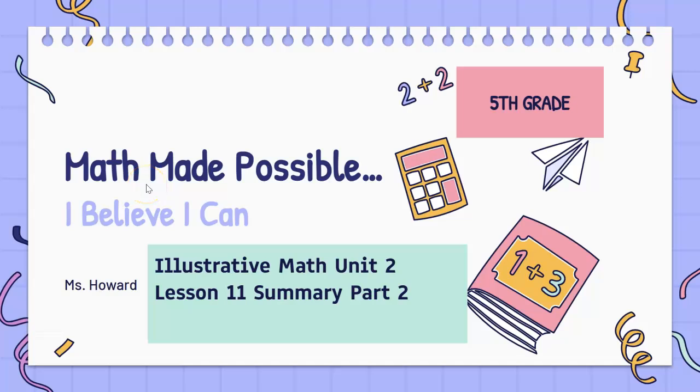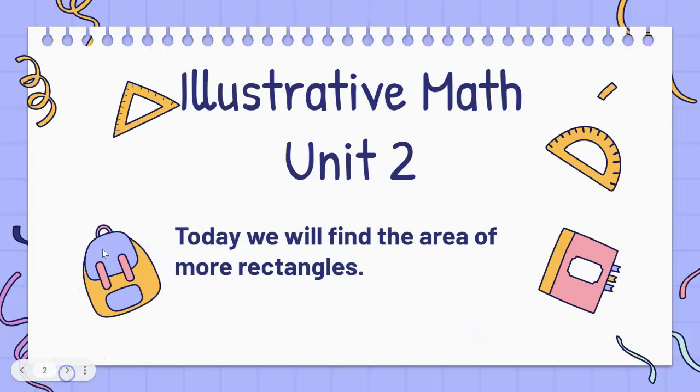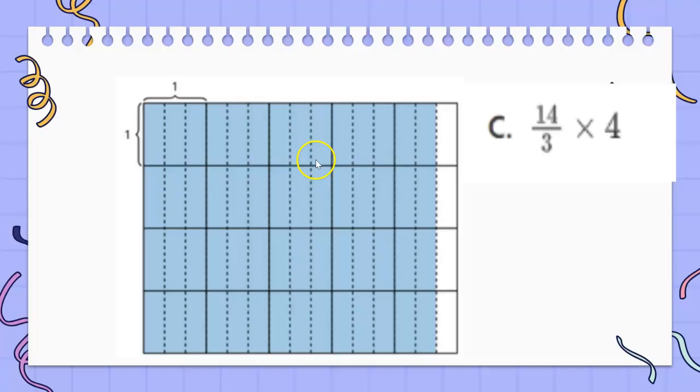I'm your current teacher, Miss Howard, and today we're going to be doing a part two to our fifth grade illustrative math curriculum. We're going to be doing a summary for Unit 2, Lesson 11. Again, this is a part two to the previous video that I had shared before because we did some more strategies today, and I just want to make sure that I put this in a video so that everyone can truly understand how to find the area of rectangles.